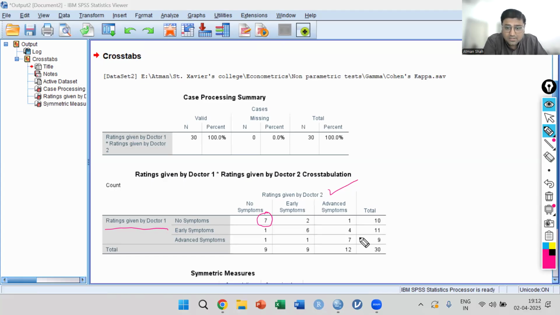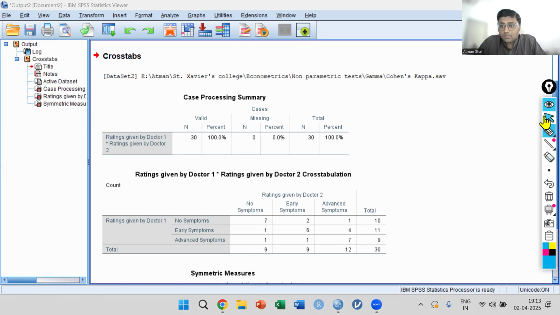So this is how we can interpret the crosstab in this case. Suppose we have this 7. These 7 patients are categorized as advanced symptoms by Dr. 1 and Dr. 2 both. These 6 patients are categorized as early symptoms by both doctors. But suppose you have this patient. Dr. 1 has categorized him or her as an advanced symptom patient, but according to Dr. 2, there are no symptoms. So this is how we can interpret this.